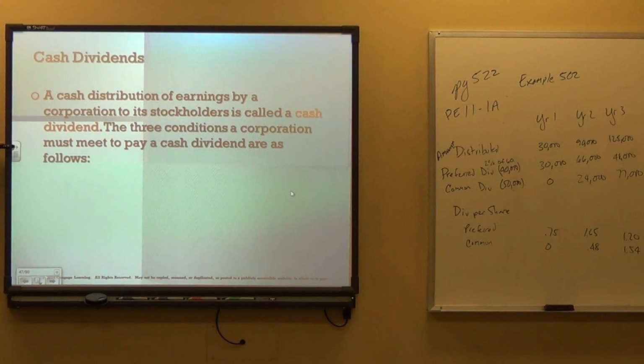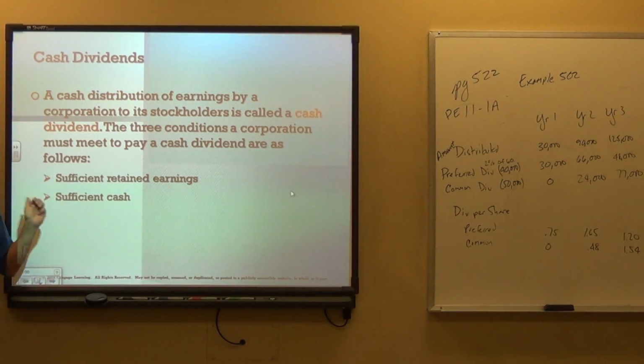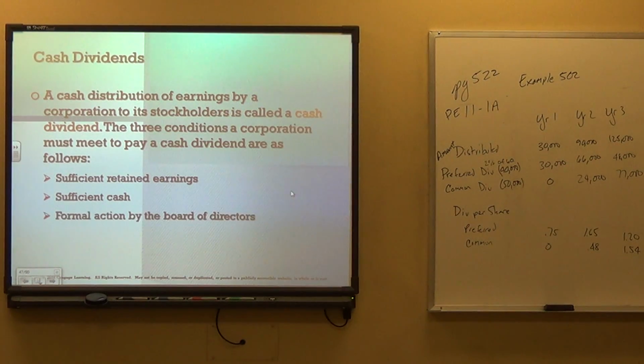There are three conditions the corporation must meet to pay a cash dividend. One, they need to have enough in retained earnings. They don't have to make money that year, but they have to have enough in retained earnings to pay, because remember, retained earnings is cumulative. Typically you want to make more than you pay out in dividends in a year, but sometimes you'll pay it regardless. Two, you must have sufficient cash, obviously. We can't pay out cash if we don't have the cash. And three, formal action by the board of directors saying that this is what we're going to do must be done.